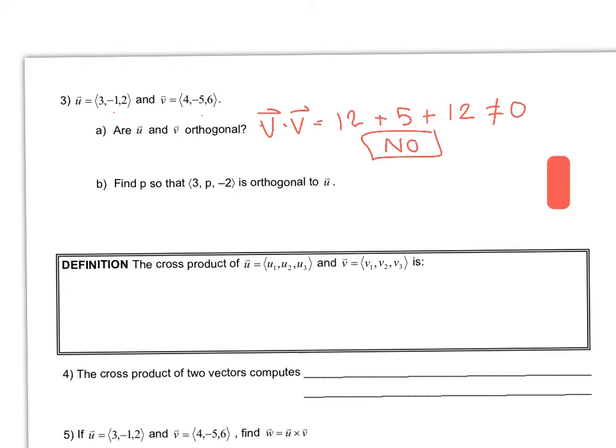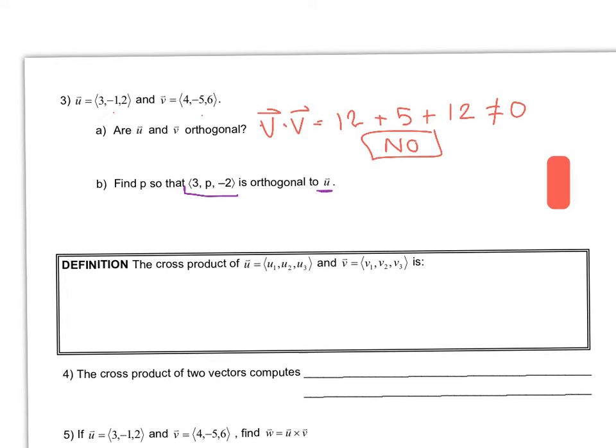Example B is still referring to the same vector u up here, but it's saying find p so that this other vector is orthogonal to u. So what that means is we're going to set up an equation, basically, because we want vector u and this vector to be orthogonal, so we're going to apply the dot product, which will form an equation for us.